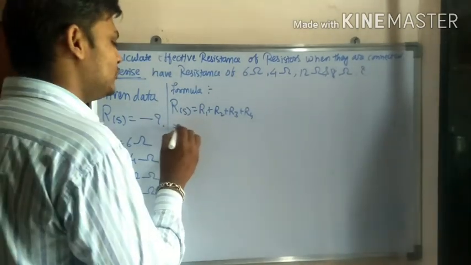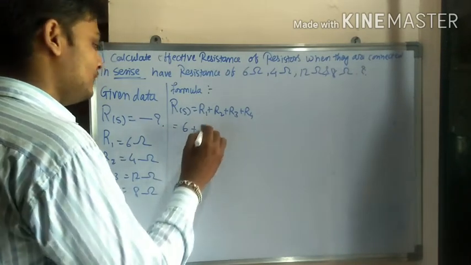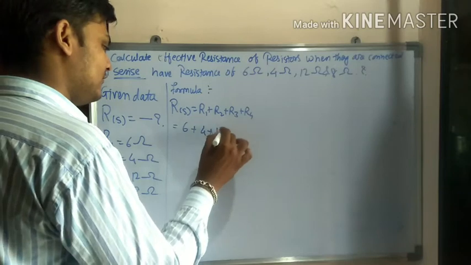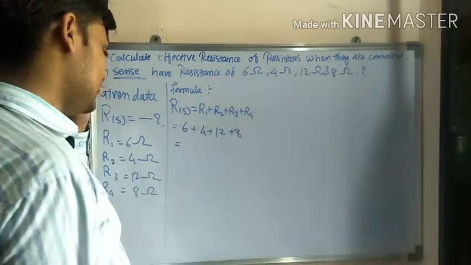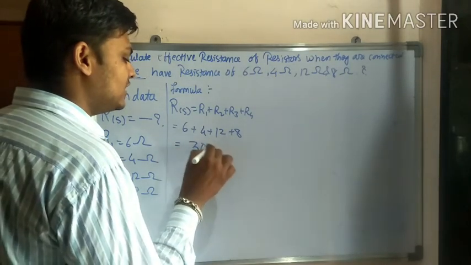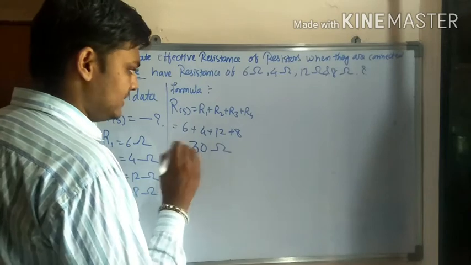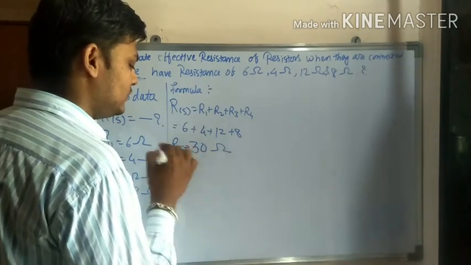Next we are going to put the values. R1 is equal to 6 plus 4 plus 12 plus 8 is equal to 6 plus 4 10, 10 plus 12 22, 22 plus 8 30, means 30 ohm. So here's come calculation, and after calculation RS is equal to 30 ohm.